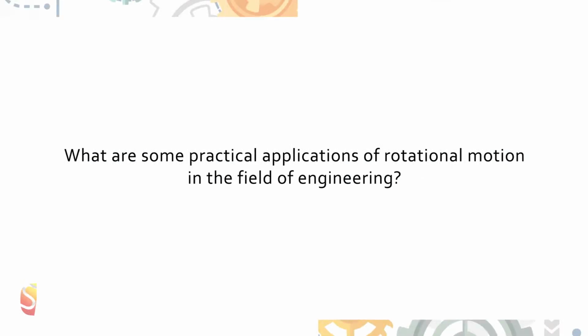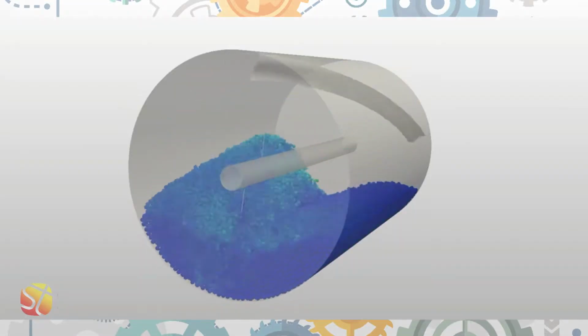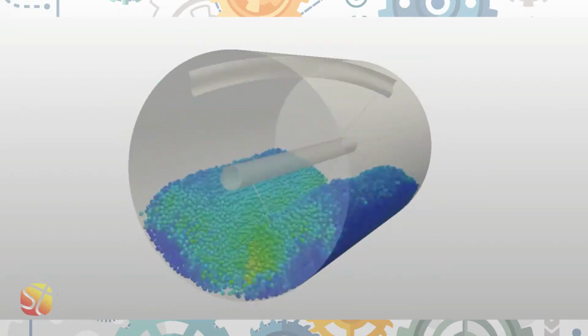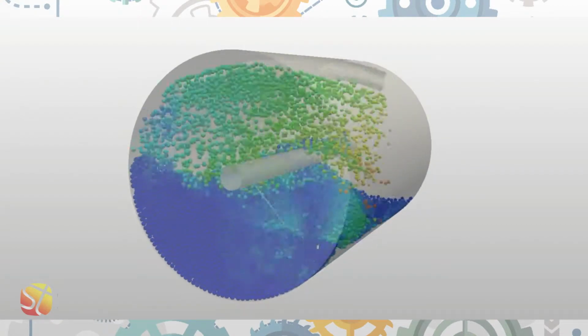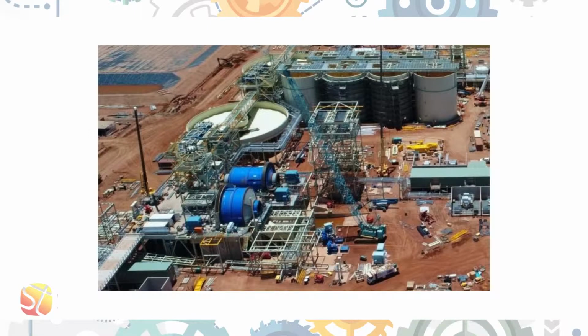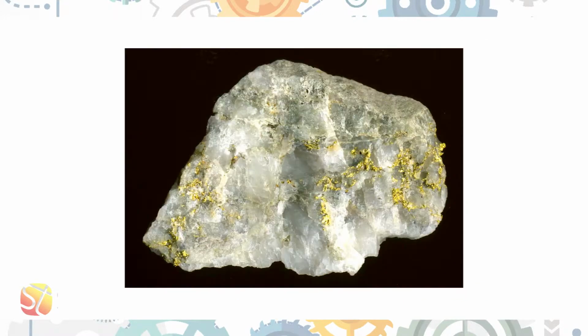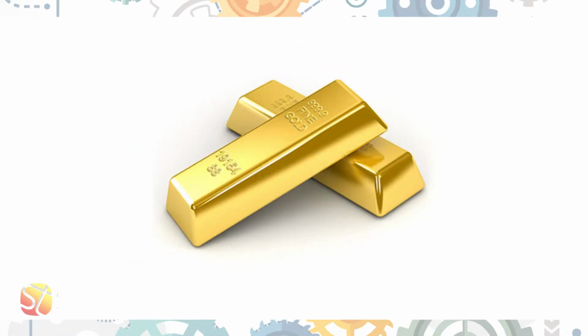What are some practical applications of rotational motion in the field of engineering? One example is in the design of processing plants, where principles of rotational motion are fundamental. So before we can get to this, a process flow sheet similar to this should first be carefully planned and optimized according to its primary purpose. In the case of this mineral processing plant, our primary purpose is to turn mineral rocks to gold bars.